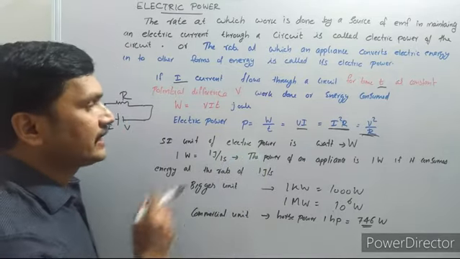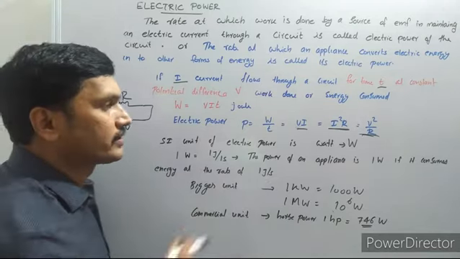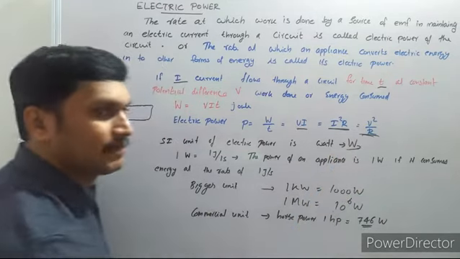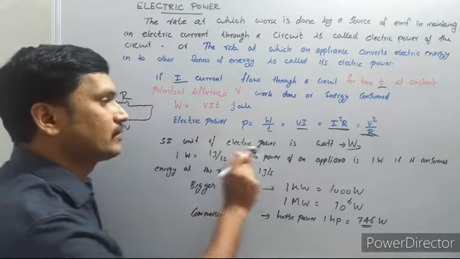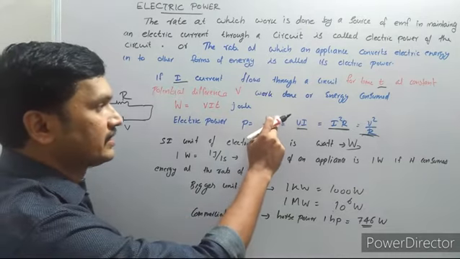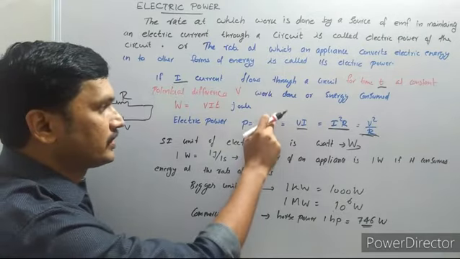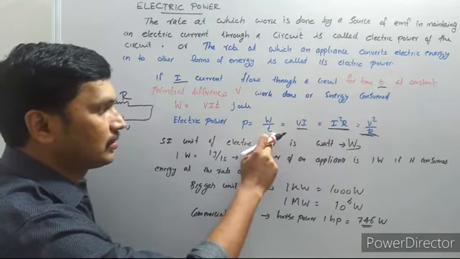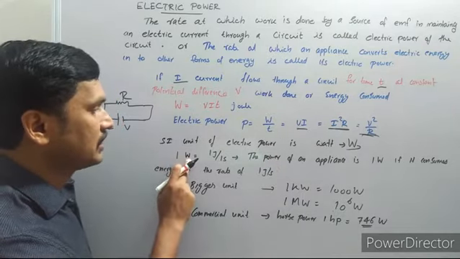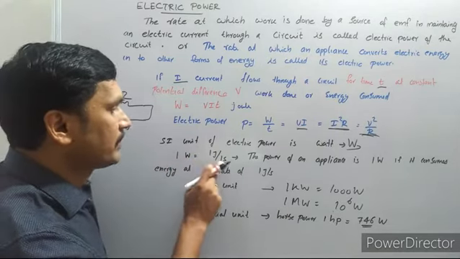Now, what is the SI unit of electric power? You know that power is measured in watt. So, electric power is also measured in watt, and it is represented by the capital W. The SI unit of electric power is watt. And see, if work done is equal to 1 joule and the time is equal to 1 second, now we get that power is equal to 1 watt. So 1 watt is equal to 1 joule per second.